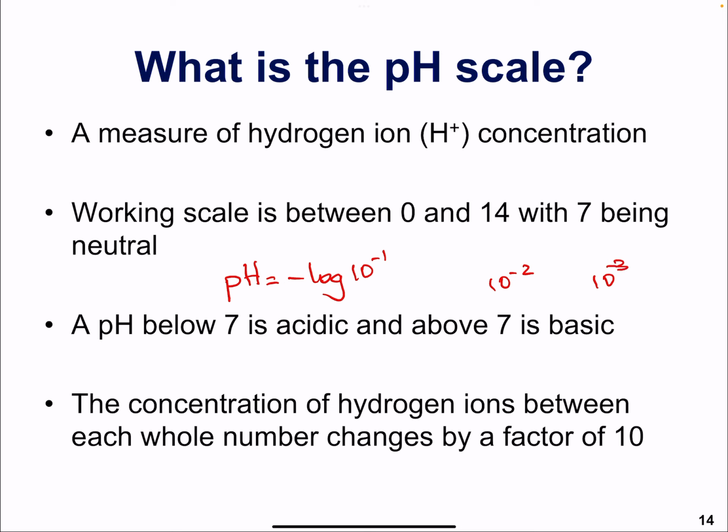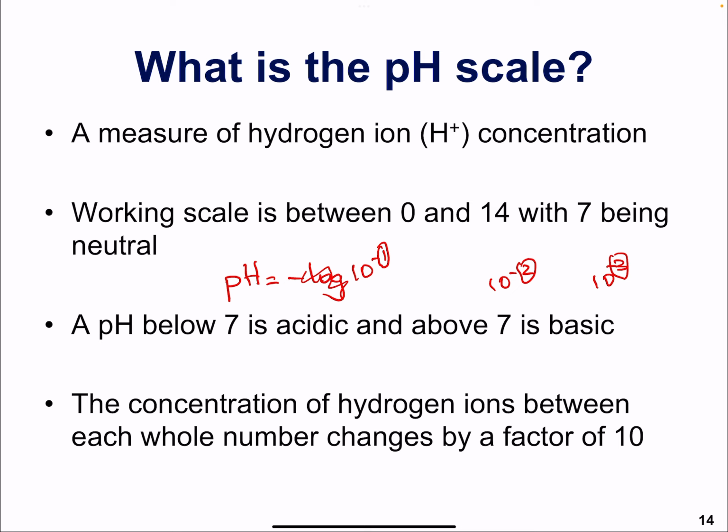Now, rather than dealing with all the logs, we make things simple. We say the pH, potential hydrogen, for a given solution is going to be simply this value, and this value. So we're going to say pH of the negative log of 10 to the minus 1, it's simply 1.